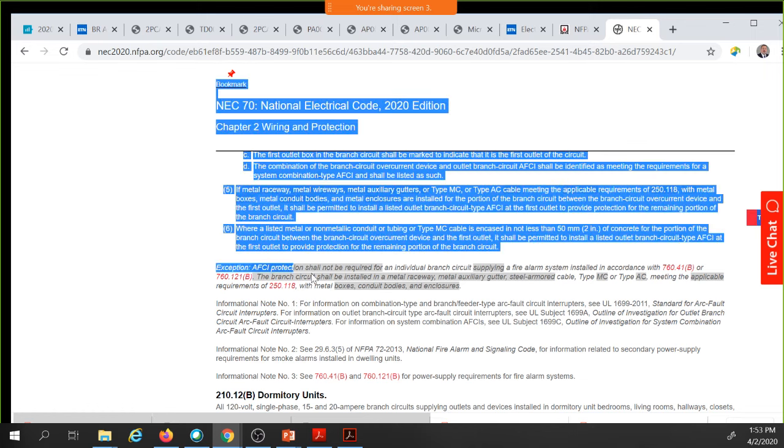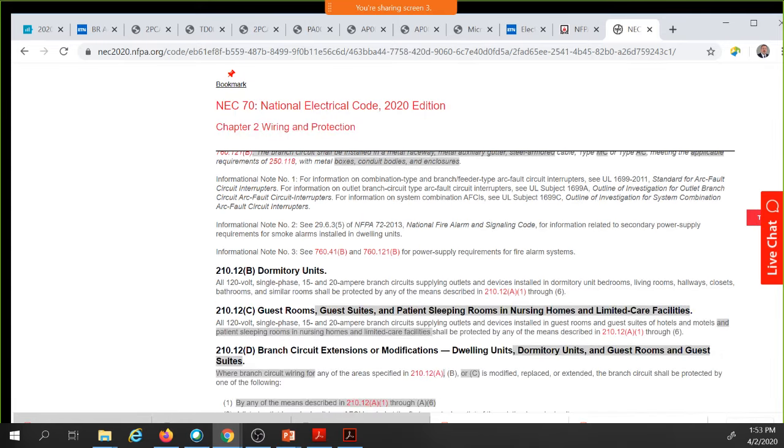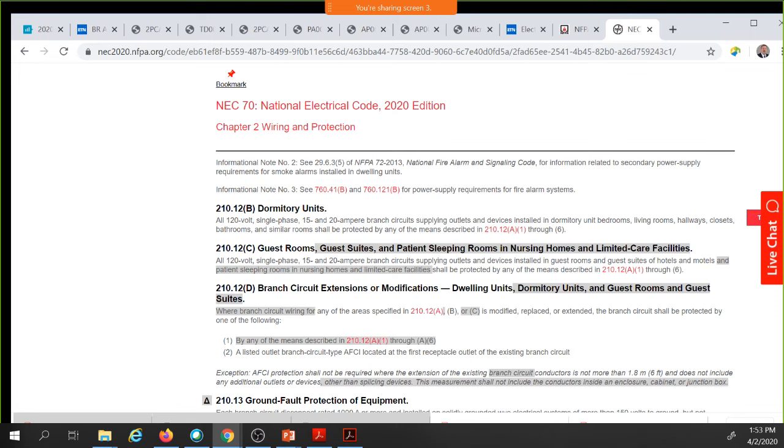There's the exception we already talked about. There are some informational notes that help you understand all that. There was a new requirement in dormitory units, I think in the 17 cycle. You have 15 and 20 amp branch circuits that supply dormitory unit bedrooms, living rooms, hallways, closets, bathrooms, etc. You have to have one of those options.